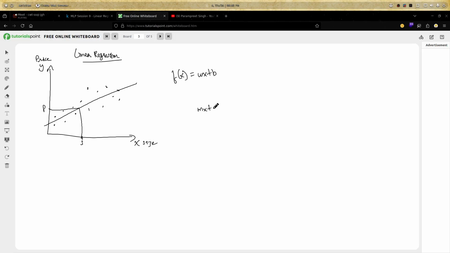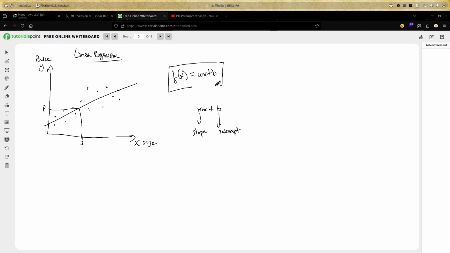Am I right, guys? Yeah. This is the formula for a linear equation in one variable, where m is the slope and b is the intercept, right? So this is the general notation which most people follow. So the same equation we have here.